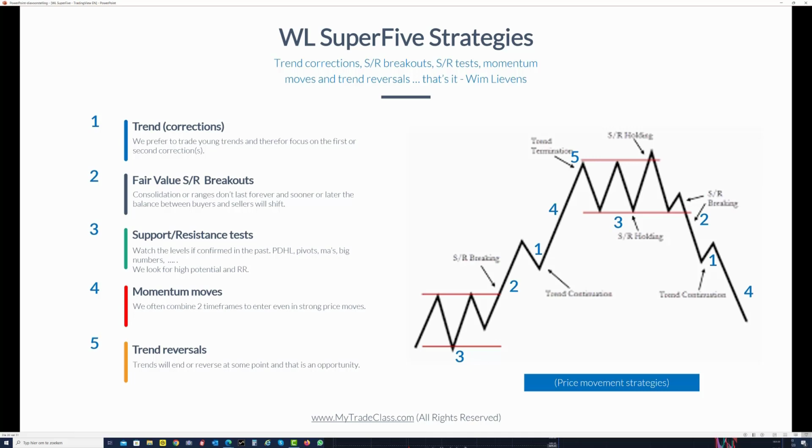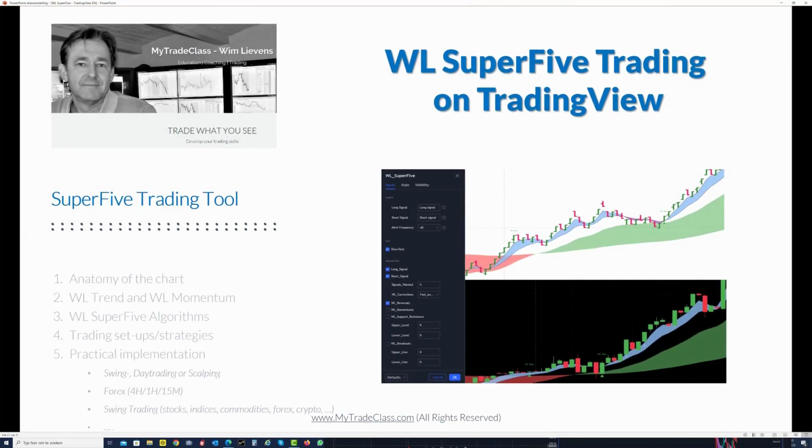If you like to trade trend corrections and reversals, fine, only do those. If you only want to trade the tests of support and resistance level, only do those. Very few people will trade all these strategies. So again, less is more, and limiting yourself to certain price moves is important. But this is important. So these are the 5, and we built those in the SuperFive system.